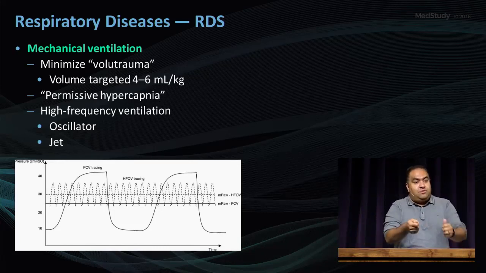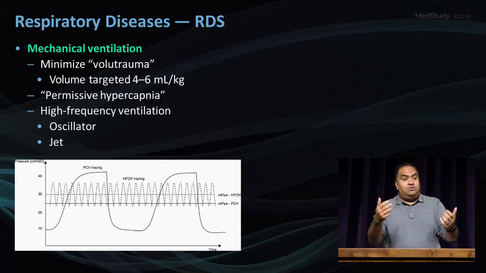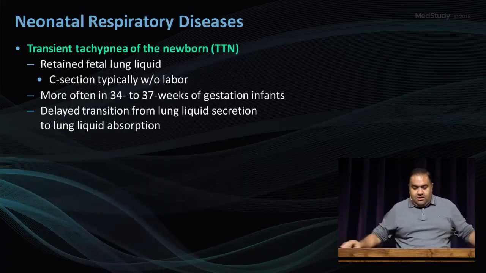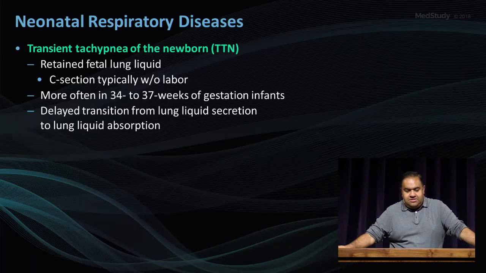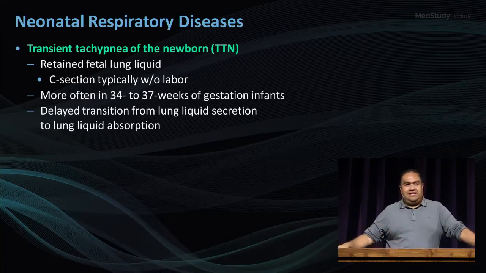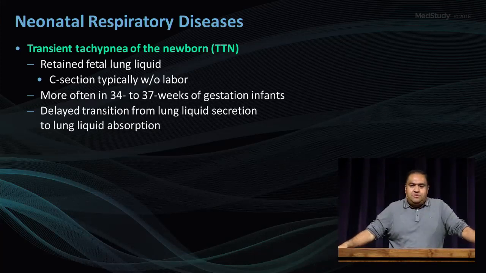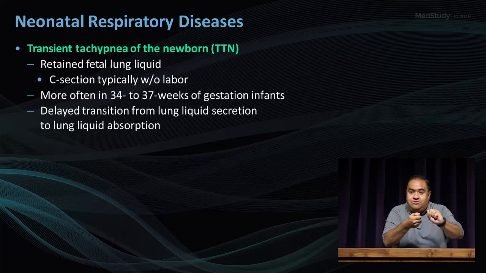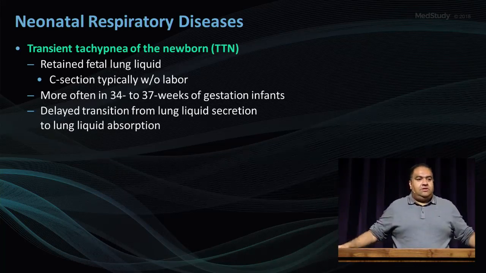Okay? And if you put too much pressure in there, you're causing barotrauma. All right, so other respiratory diseases: TTN, transient tachypnea of the newborn, retained fetal lung fluid, C-section typically without labor. Usually these are the kids. A lot of times they said that if the baby was born via cesarean section, they're going to be at high risk of TTN because they didn't get squeezed through the birth canal. That's complete garbage, all right?